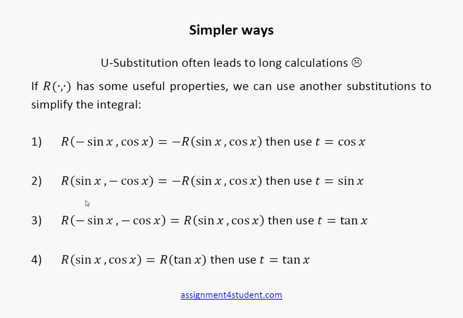The second case: r is odd with respect to cosine. Then we use t equals sine of x. The third case is when r is even with respect to both sine and cosine. Then we use t equals tangent of x. And the last case, when the function r is a rational function of tangent itself, then we can use the substitution t equals tangent of x.